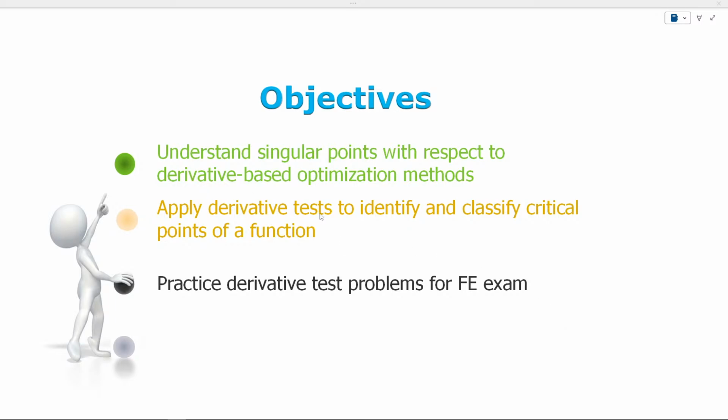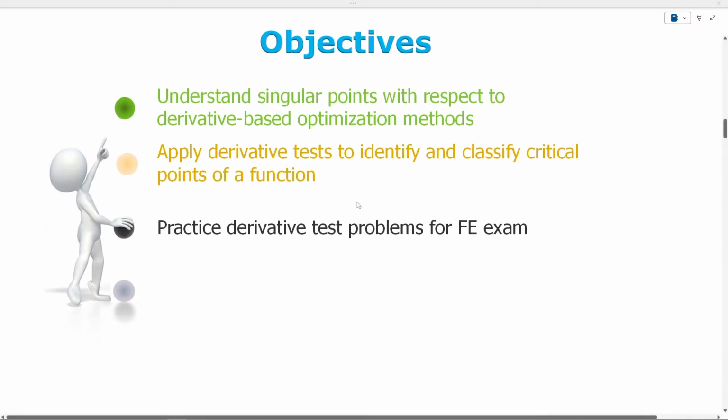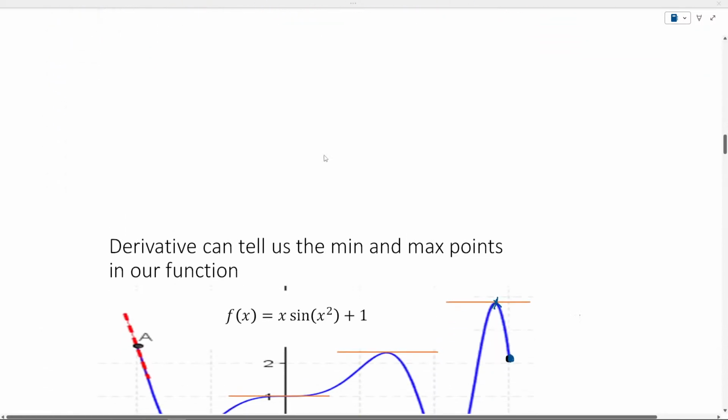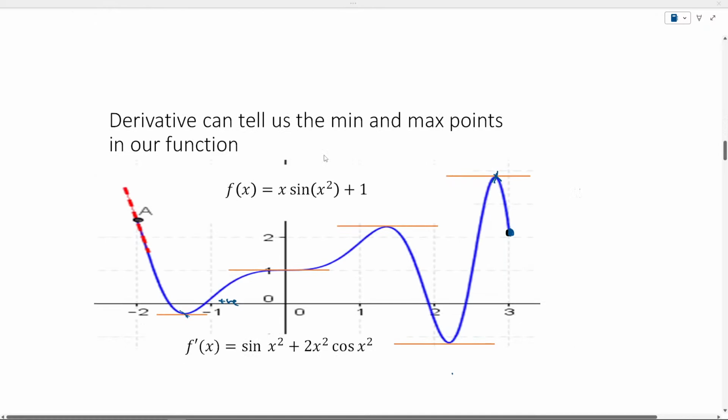We will apply the derivative test to identify and classify critical points of a function. Critical points of a function are like a local minimum or a local maximum. Optimization is basically when you have an objective function and you are trying to find the maximum or minimum value of this function. And we can do this using something called derivative tests. And then we will practice derivative test problems for the FE exam. Basically, by the end of this lesson, you'll be practicing some of these problems.